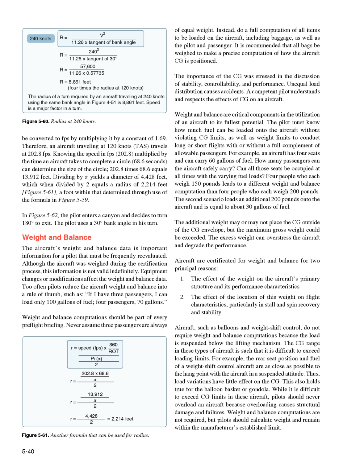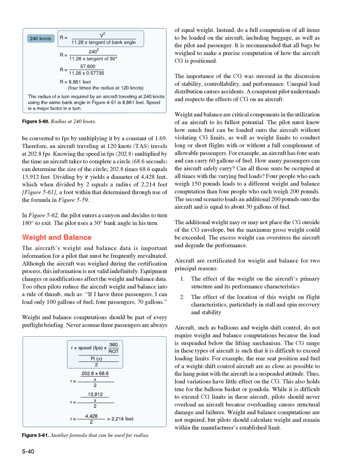Weight and balance. The aircraft's weight and balance data is important information for a pilot that must be frequently re-evaluated. Although the aircraft was weighed during the certification process, this information is not valid indefinitely. Equipment changes or modifications affect the weight and balance data. Too often pilots reduce the aircraft weight and balance into a rule of thumb, such as, if I have 3 passengers, I can load only 100 gallons of fuel, 4 passengers, 70 gallons.